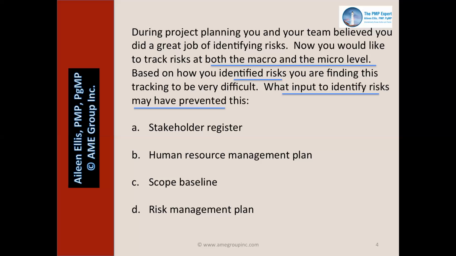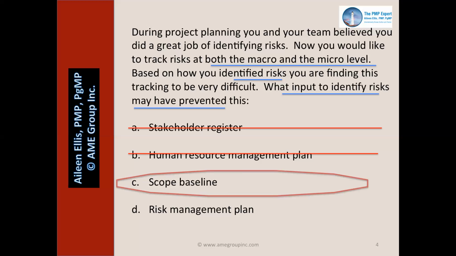When I look at answer A, stakeholder register, a stakeholder register is a list of our stakeholders, hopefully prioritized. I don't think that's going to help me track risks, both macro and micro. The human resource plan, again, an input to identify risks, but I don't think it's going to help me track risks, macro and micro.